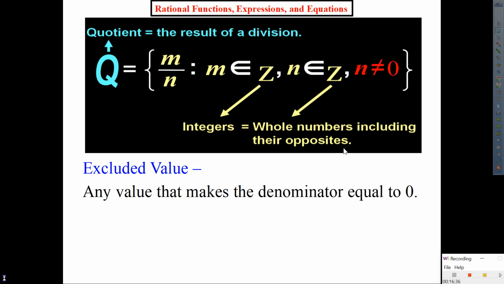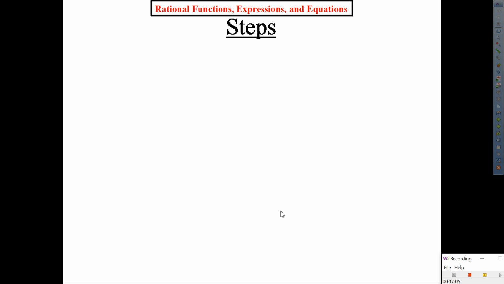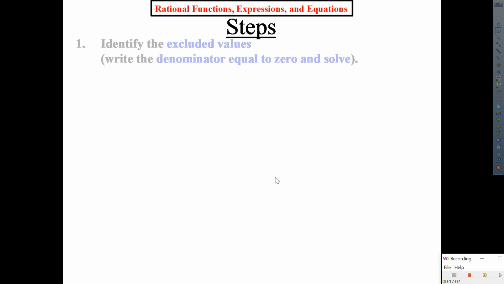Am I pretty clear on that? So what cannot be in the denominator? Tell your neighbor, please. 0. We cannot have 0 in the denominator, okay? So with that said, today I'm going to give you 3 steps to copy. That's what you're going to follow for tonight's home plate. And you need these steps just in case you get stuck with the home plate. Here we go. Steps. Number 1. Identify the excluded values. How do we do that? In parentheses, you write the denominator equal to 0 and solve.